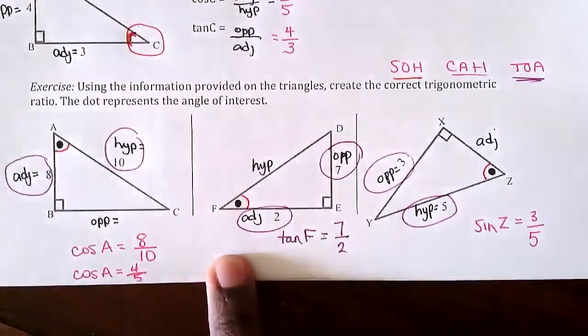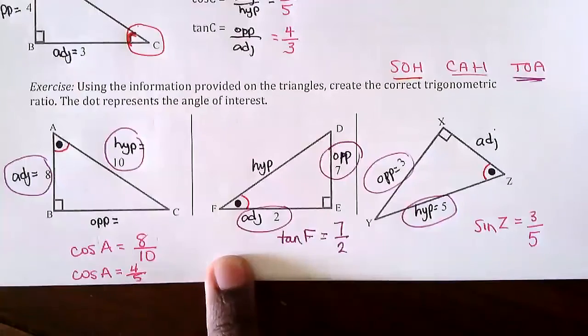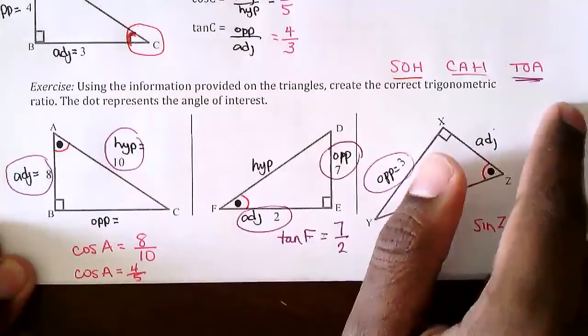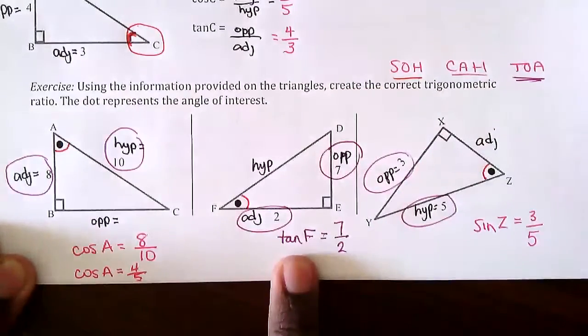So all we've done from yesterday, we learned how to label the opposite, adjacent, and hypotenuse. Now we're just taking those numbers and putting them together to make the primary trigonometric ratios using SOHCAHTOA.